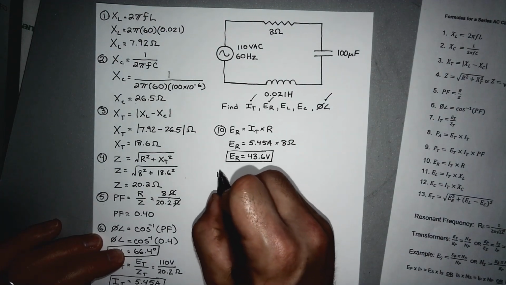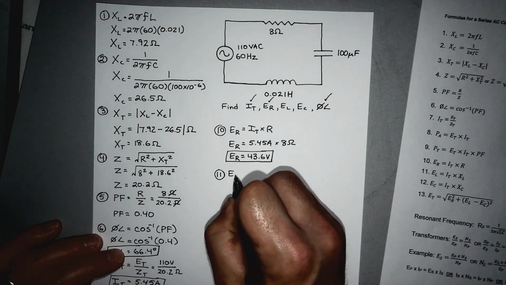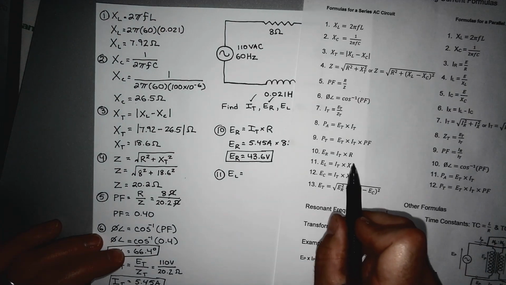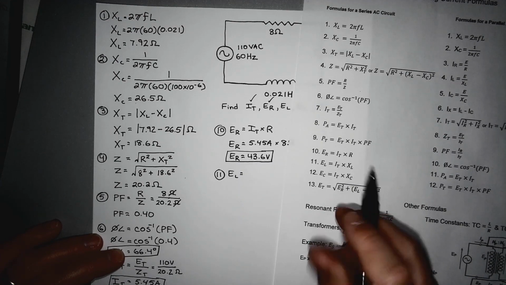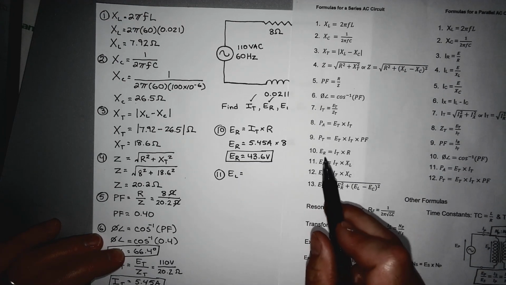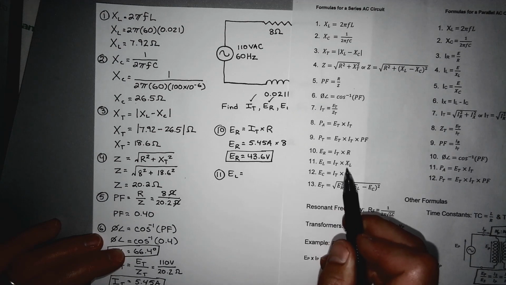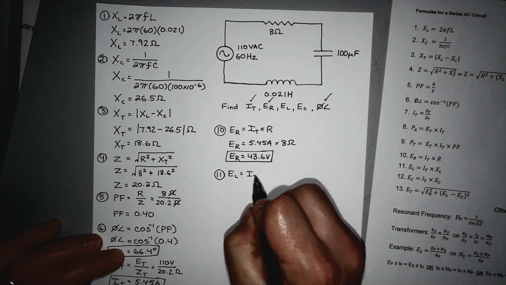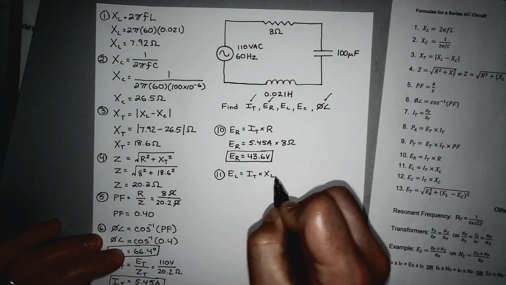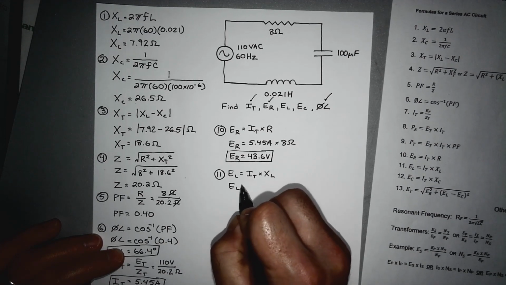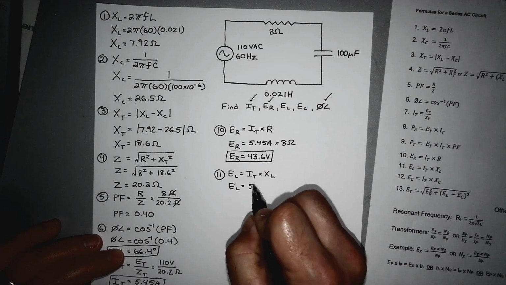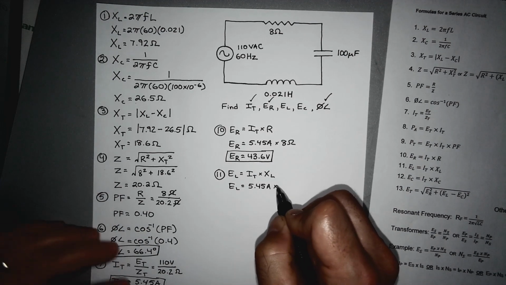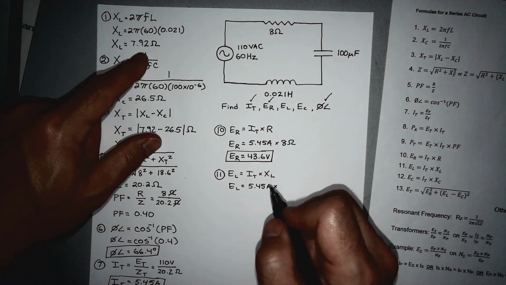Number 11 is our E sub L, and that's going to be the voltage drop across the inductor. Notice now we're dealing with the resistive force due to the inductor, so it looks very similar to Ohm's law, except we're replacing R with X sub L. And so it's I sub t times X sub L. So I sub t is that same 4.545 amps times the X sub L of 7.92.